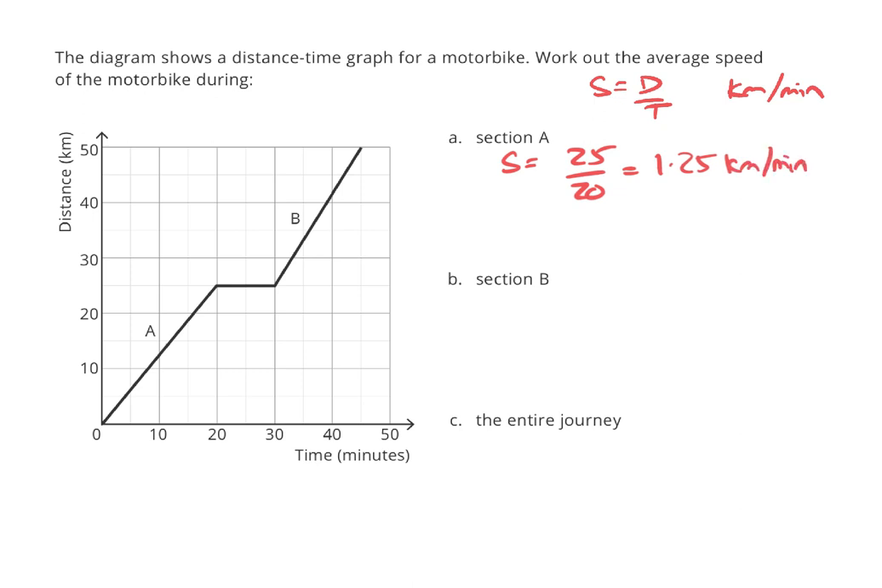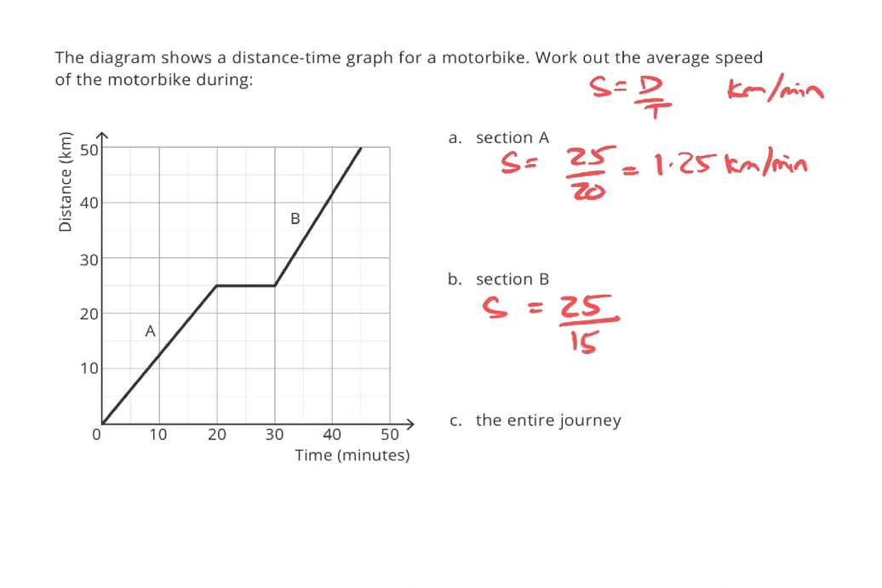Now we'll look at section B. Section B is this section here, and in section B, the distance starts at 25, finishes at 50. So the total distance traveled will be 50 minus 25, which is, again, 25 kilometers. How long does it take him for this section? Well, he starts at 30 minutes, finishes at halfway between 40 and 50, so that's 45. So the total time here is 15 minutes.